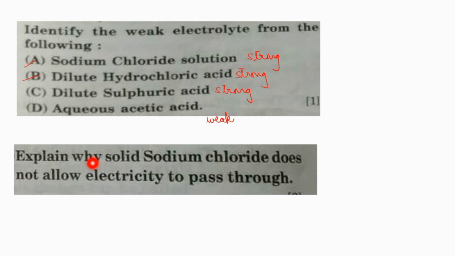Explain why solid sodium chloride does not allow electricity to pass through it. We have discussed that also. What's the reason? In the solid state, sodium ion and chloride ion will be held together more strongly by electrostatic force of attraction. So due to the absence of free mobile ions, sodium chloride in the solid state will not be able to conduct electricity. It's so easy. We have discussed so many questions related to a very small portion of electrolysis.